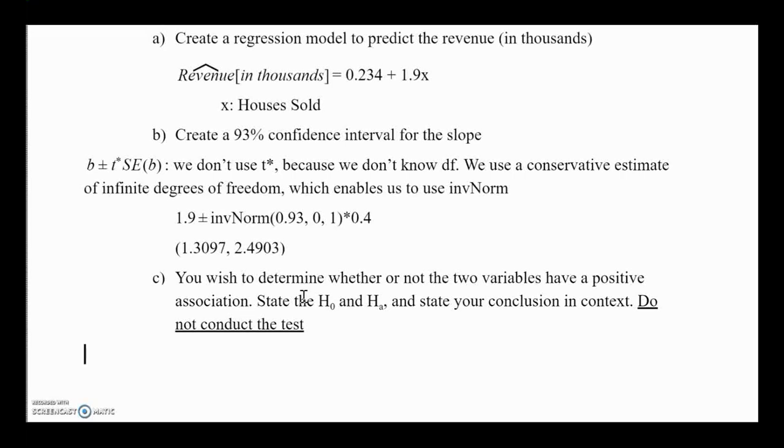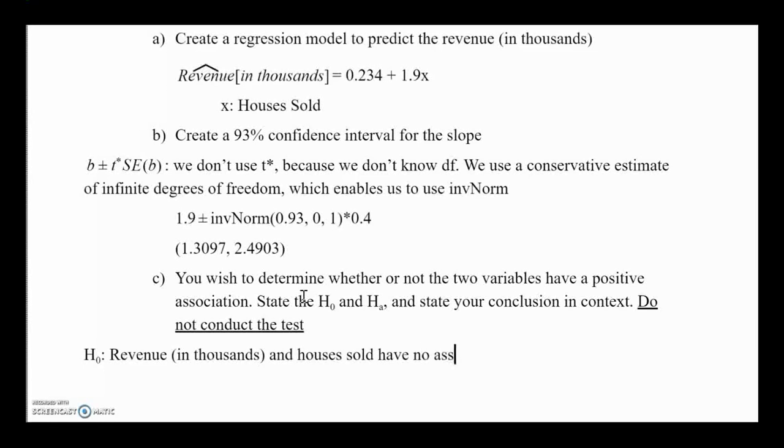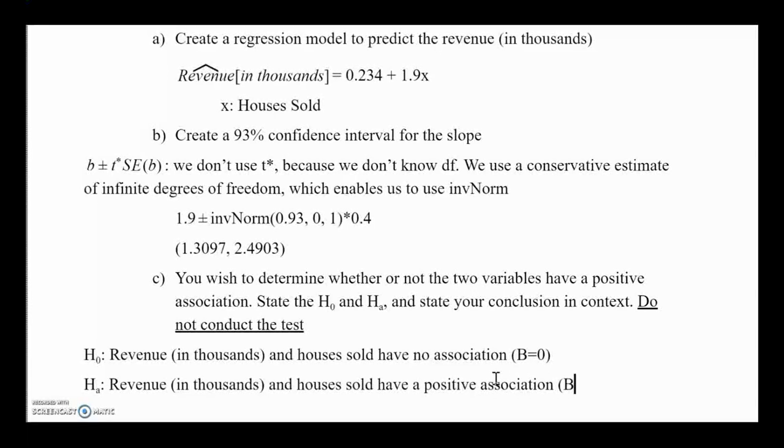So let's just look at null and alternate, right? The null hypothesis is that the two variables, which are revenue in thousands and houses sold, have no association. So b equals 0. I would recommend you write beta, but I'm not going to do that because I'm trying to get a point across. My second part, the alternate hypothesis, is that revenue in thousands and houses sold have a positive association, b greater than 0. How do I know it's a positive association? Well, it's in the question.